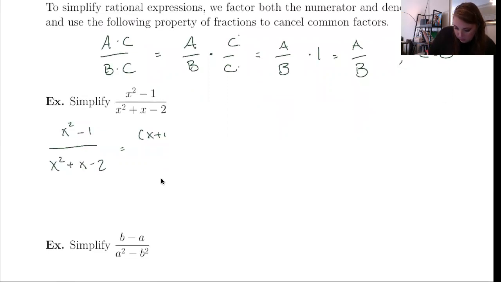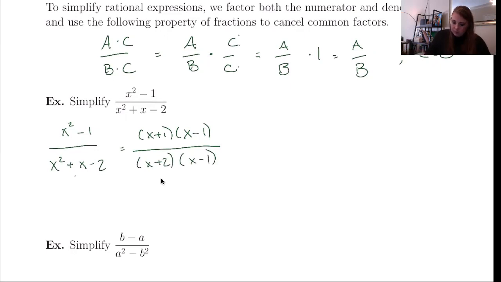And we can write that as x plus 1, x minus 1, because we know the difference of squares now. And then this polynomial isn't too difficult. Things that multiply to -2 and add to 1: 2 and -1. So it'll be x plus 2, x minus 1, right? Because then I would get, yeah, perfect.